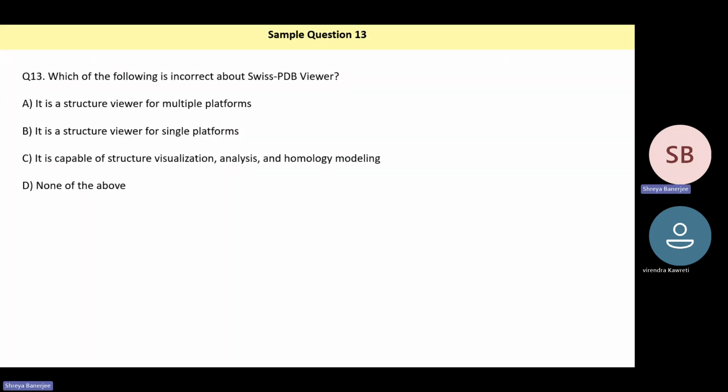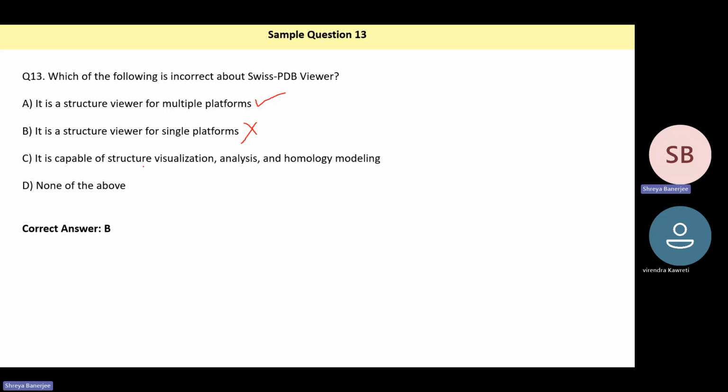Then the question is asking, which of the following is incorrect about Swiss PDB Viewer? That is another visualization software which is commonly used. So here the answer is B. Basically, Swiss PDB Viewer is a multi-platform viewer. That means it can be used in different operating systems like Windows, Mac, Linux, and so on. So if option A is true, B has to be false, because if it is multi-platform, it's definitely not single platform.